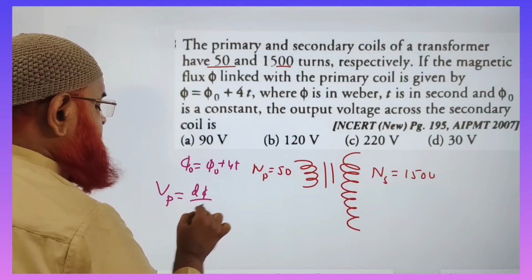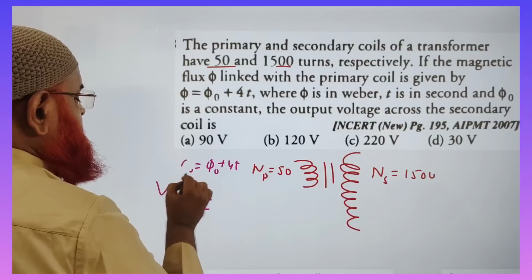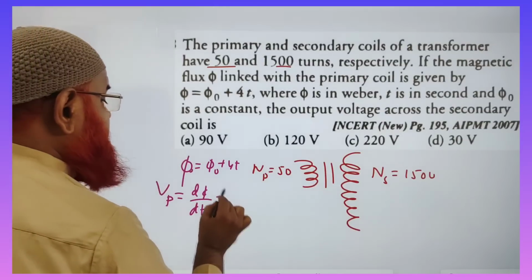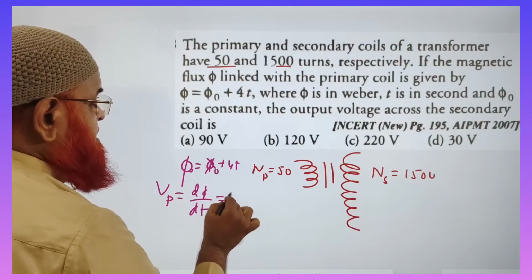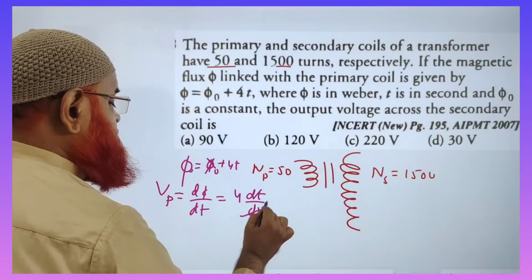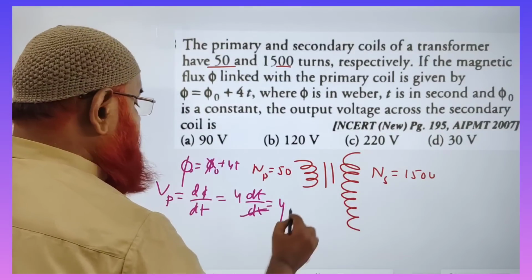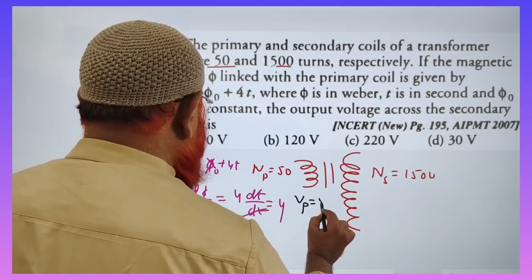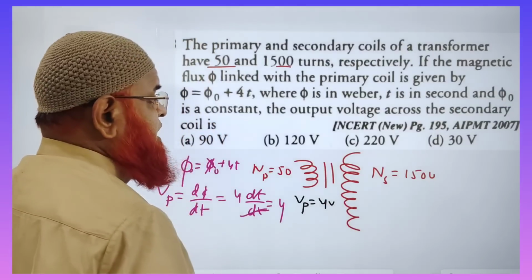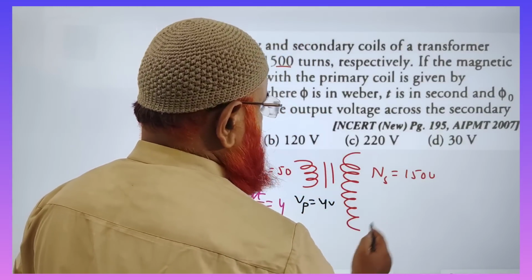Voltage at the primary you can find out now. It is nothing but d phi by dt. Phi naught is constant, so its derivative is zero, and in 4t, dt by dt cancels. So what do you get? The voltage at the primary is 4 volts.